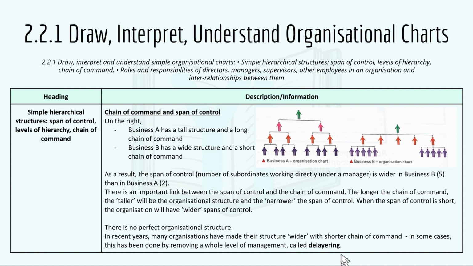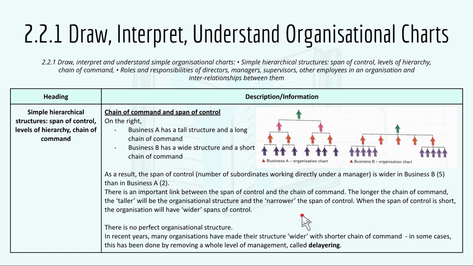Then we have chain of command and span of control. On the right, we have two businesses. Business A has a tall structure and a long chain of command, because there are more levels from the top to the bottom. And Business B has a wide structure and has a short chain of command. And as a result, the span of control, which is the number of subordinates working directly under a manager, is wider in Business B, as there are 5, 1, 2, 3, 4, 5, than in Business A, which is 2, 1, 2.